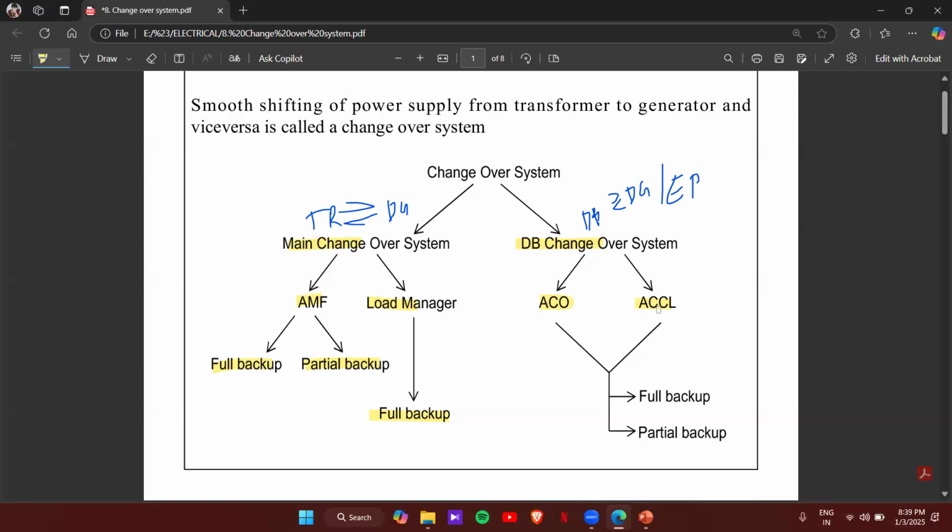In ACCL, there will be a limit. Based on our usage, the DG can adjust and reduce its working. Suppose if you require more power, the DG will operate more and provide more power. And if you use less, automatically the DG will reduce its working. So thus you can save some fuel. That's the difference between ACO and ACCL. Both have full backup as well as partial backup systems. So that's the overview of the changeover systems.